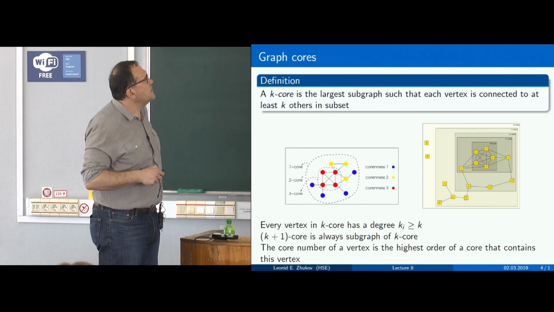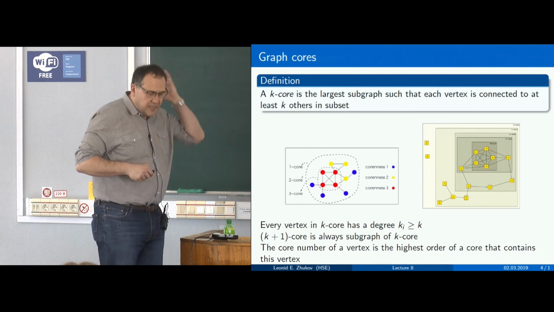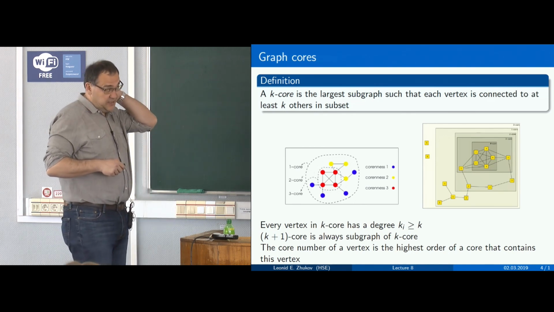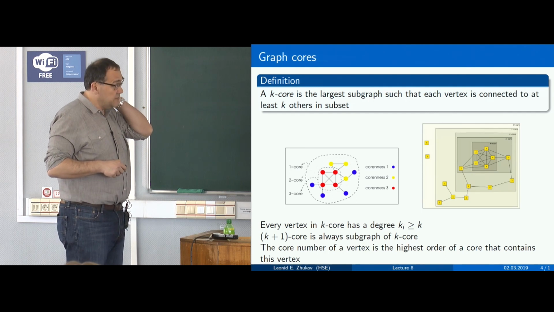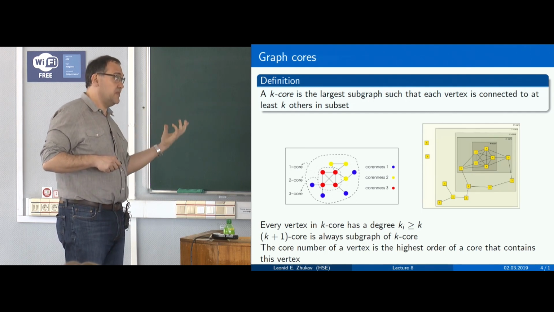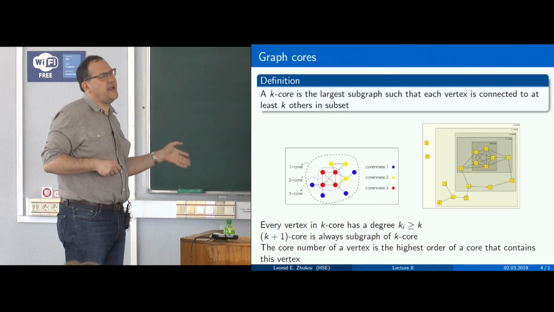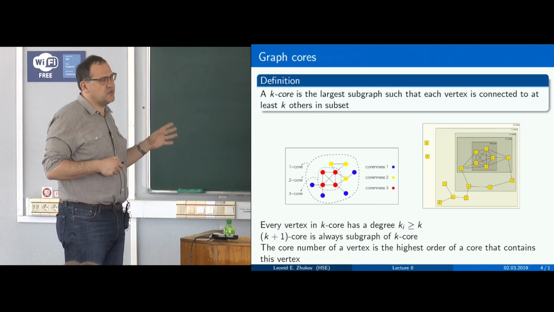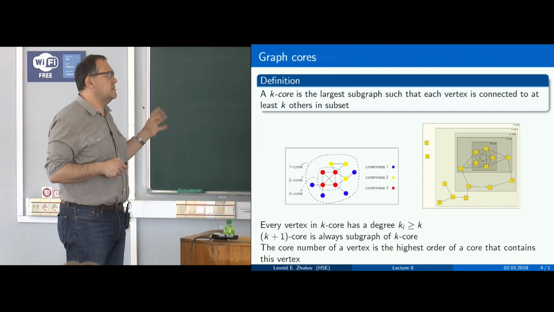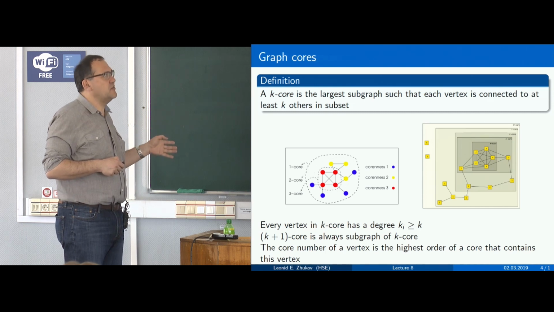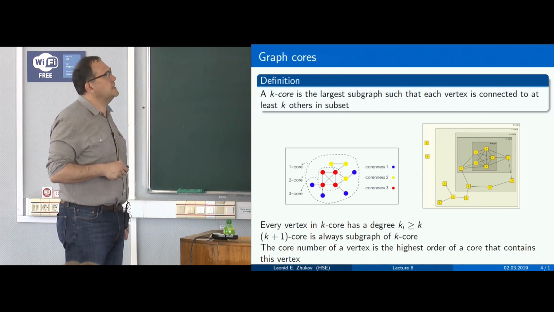Yeah. All right. So let's do the formal definition. I'll walk through this slowly. And it's actually, again, this topic is extremely practical. So this core structure of the network, if you do network science, you use it constantly.